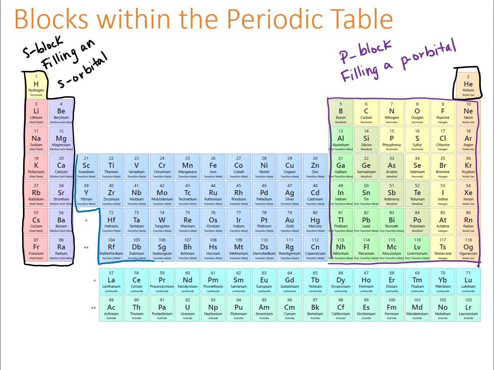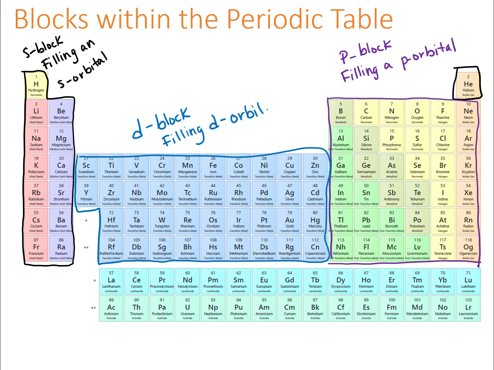The D block is there in the middle. Elements in this block are filling a d orbital. And the final one is the F block.